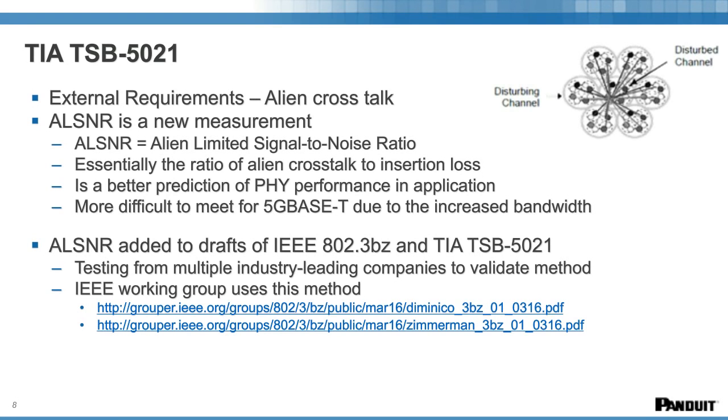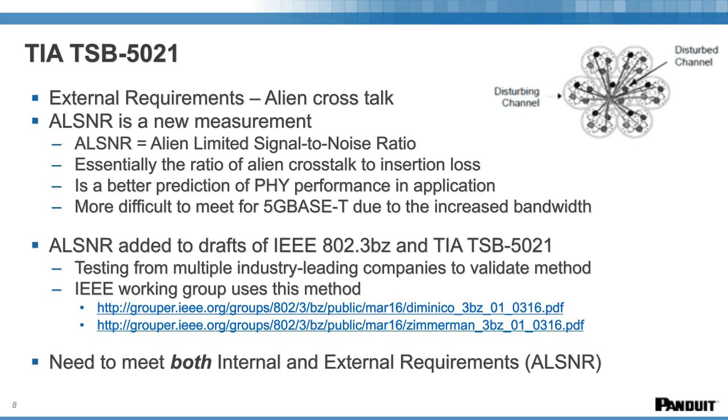This ALSNR limit is added to the drafts of the 802.3bz and the TIA TSB-5021. The way it was developed was from industry-wide testing from multiple industry-leading companies, like those on the call and others, to validate the test setup and the test method and the thresholds. And again, as we're trying to do our best to expand the information base, if you're looking for the more detailed explanation of the noise levels and the testing methodology, they're contained in the links below. They are rather technical. And most importantly, in order to ensure that we meet the application requirements, both the internal and the external requirements, including ALSNR, have to be met in order to ensure that we can deliver the multi-gig performance that we're expecting.